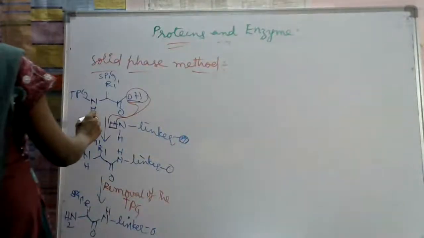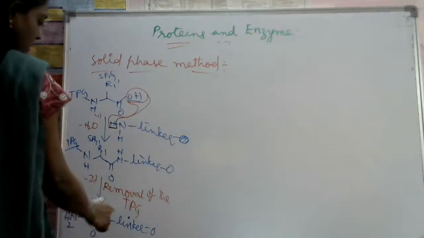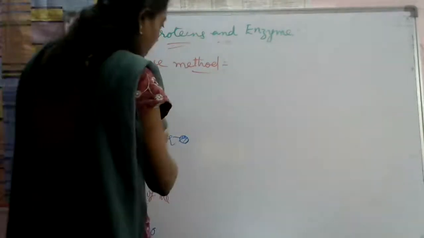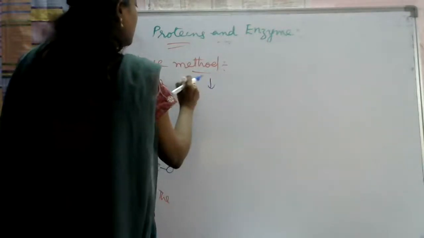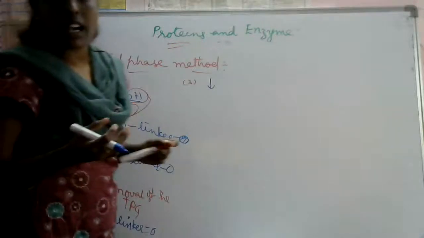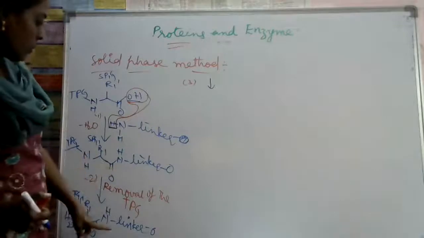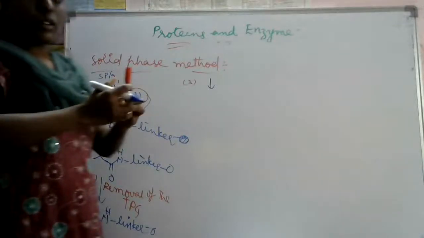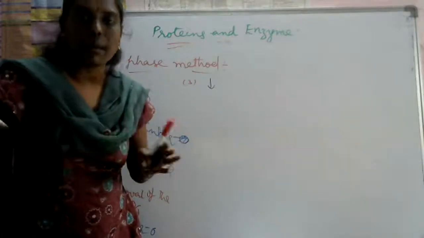This is the first step. This is the second step, and the next one is the third step. I am writing here. In the third step, what do we have to add? We have to add one more amino acid, and what will happen? These amino acids are linked with each other and form the peptide bond.